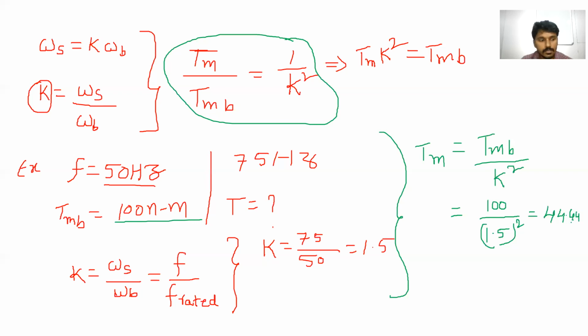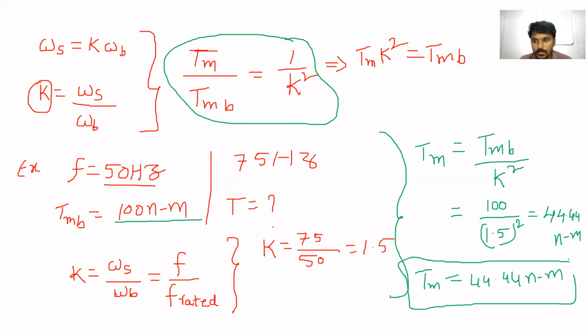44.44. Is it right? 44.44 Newton meter. So the maximum torque is equal to 44.44 Newton meter. So what conclusion can we give from this one?